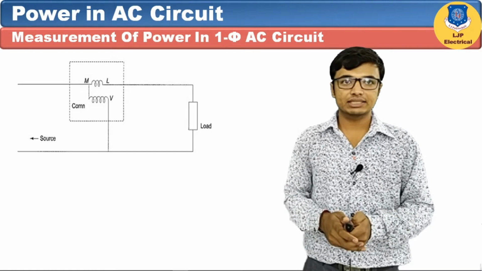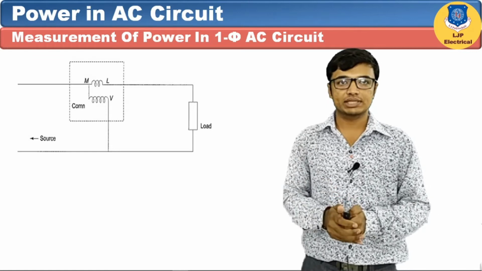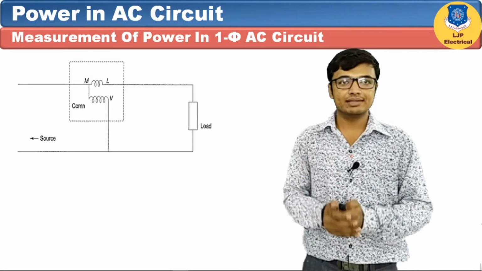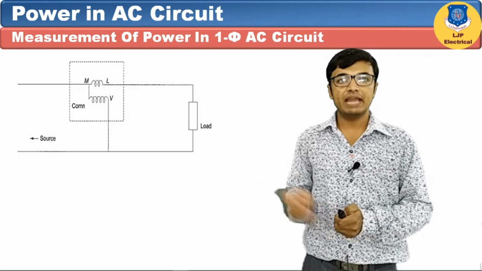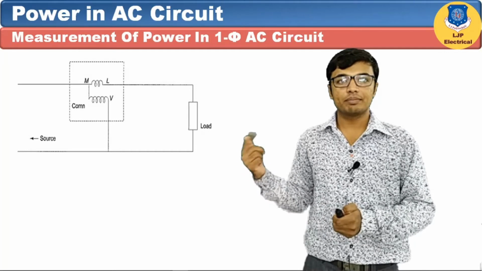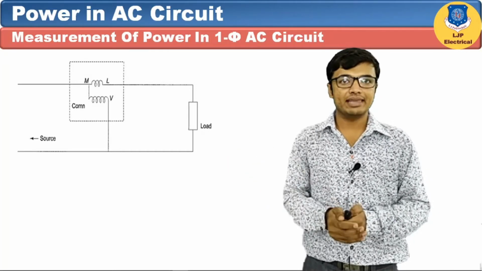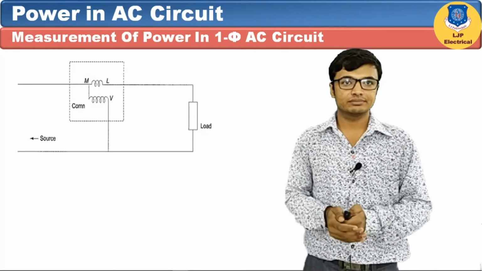It will give deflection according to the current passing through it, and the current coil has larger cross section area and smaller number of turns. Second is potential coil. We have connected the potential coil in parallel with the load. The potential coil has larger number of turns and smaller cross section area. So it will give deflection according to the supply voltage.